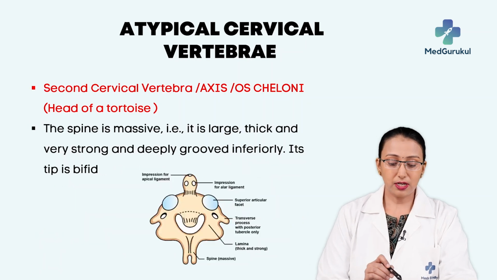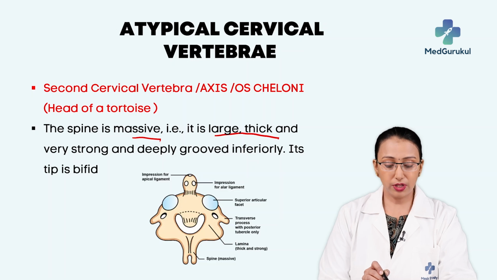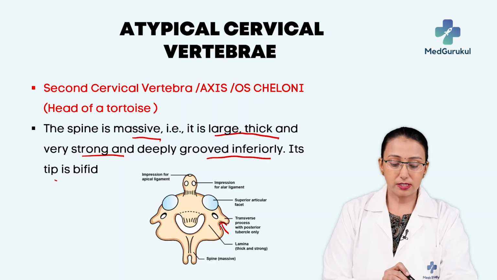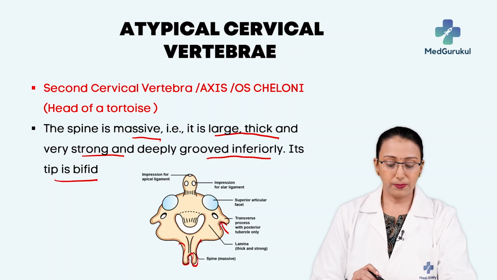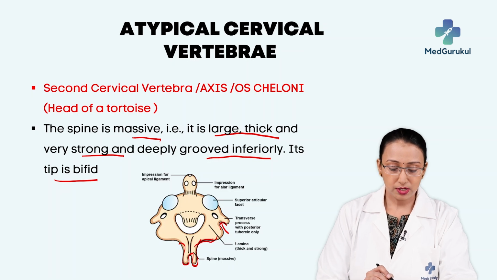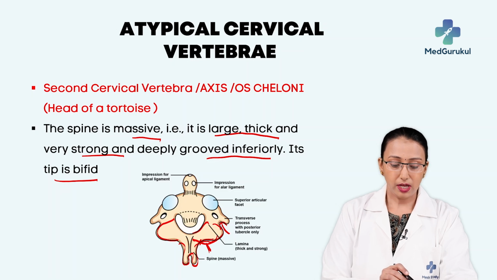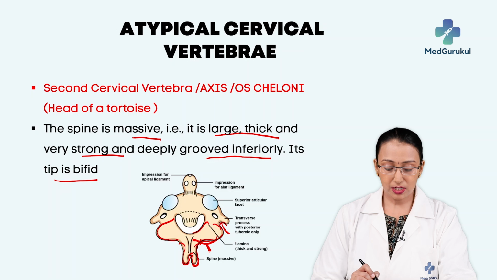Then, talking about the spine, it is massive, large, thick and very strong, and deeply grooved inferiorly, so below here. Its tip is bifid. So, here the tip is bifid. The spinous process is very massive and larger, we can make out that, and it is grooved inferiorly and the tip is bifid. So, this is about the spinous process.